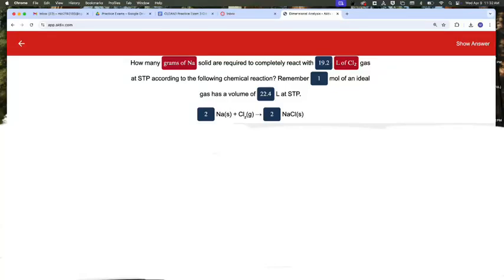So we're looking at the question. What are we being asked to solve for? We want grams of sodium. All right, what information are we given? We have 19.2 liters of chlorine gas. Do we have any other given information?